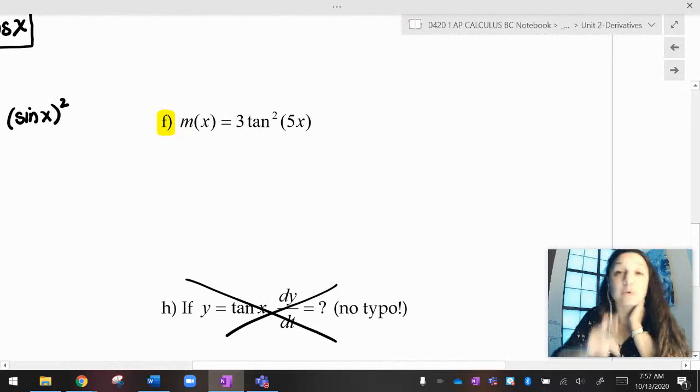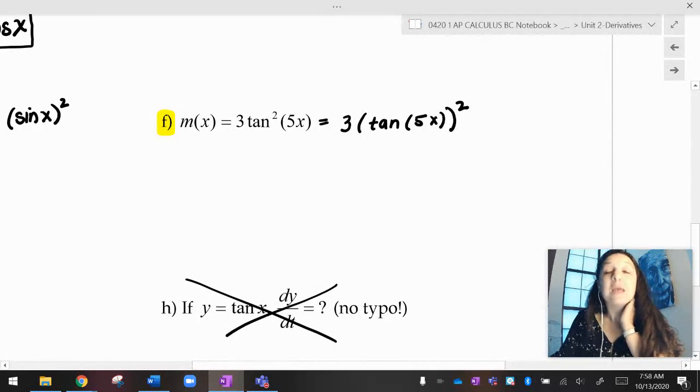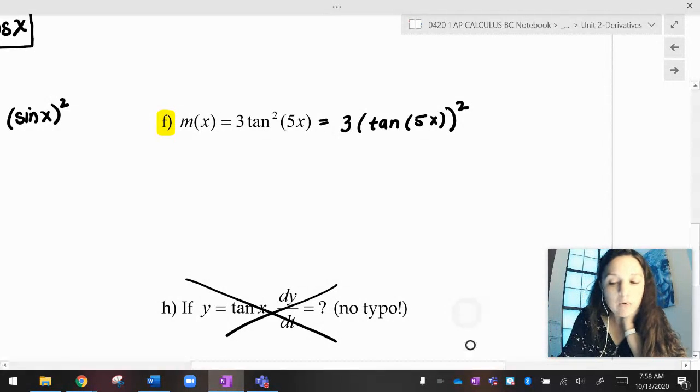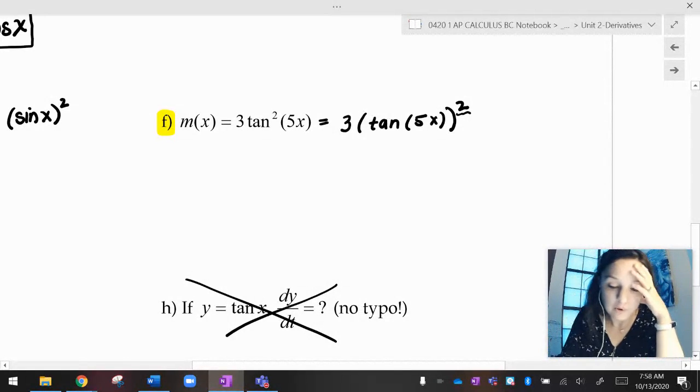Now let's come over to f, which I am going to do. So if I want to find the derivative of 3 tan squared 5x, I'm going to do just like what I said. I'm going to rewrite this as 3 times (the tan of 5x) squared. And the reason I'm going to do that is because with the squared in the middle, it's really hard to identify what the outside and the inside is. Now, if I write the squared like that, it's very obvious that the outside function is the squared function.